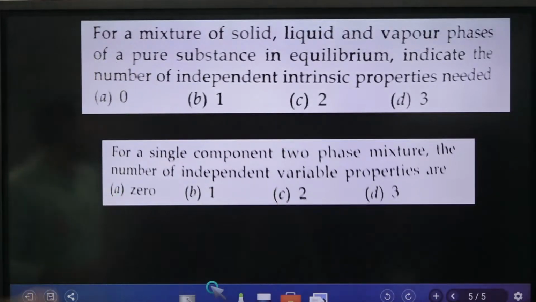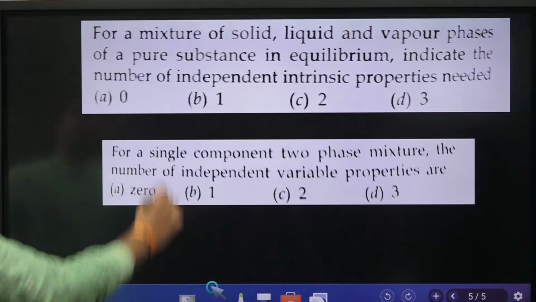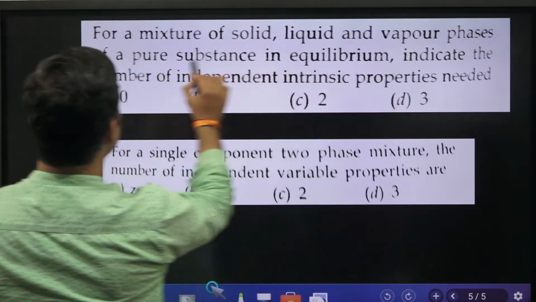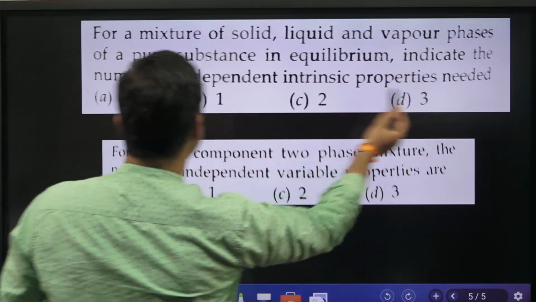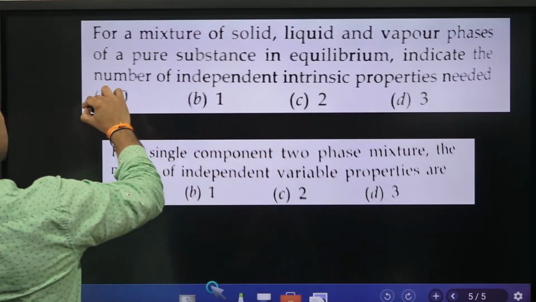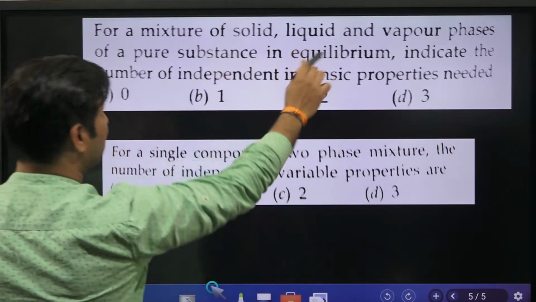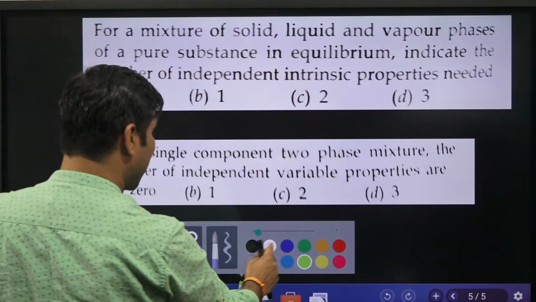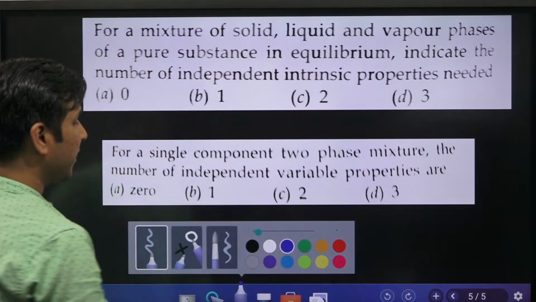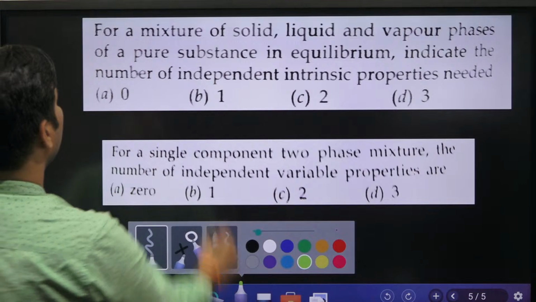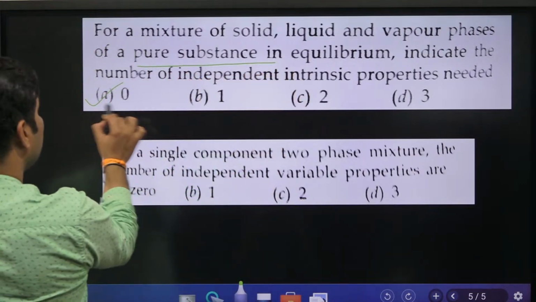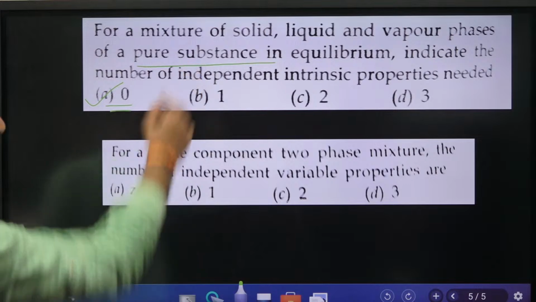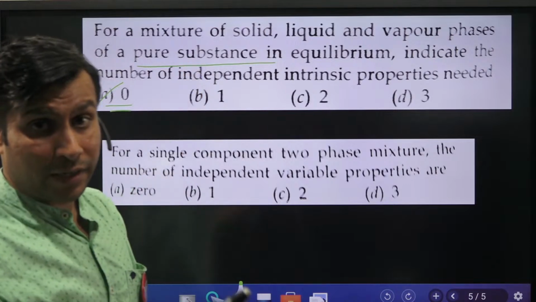So two questions are in front of you. For a mixture of solid, liquid, and vapor, phase of a pure substance in equilibrium indicates the number of independent intrinsic property needed to be. अब ये तो solve करने की जरूरत ही नहीं है, zero. Because जब तीनों phase exist कर रहे हैं, solid, liquid, and gas, all are existing for a pure substance in equilibrium, DF will be zero. Directly we've obtained that expression for triple point of water.